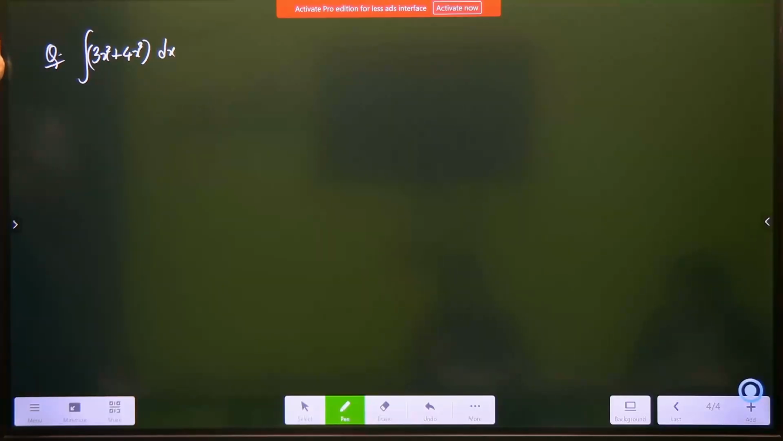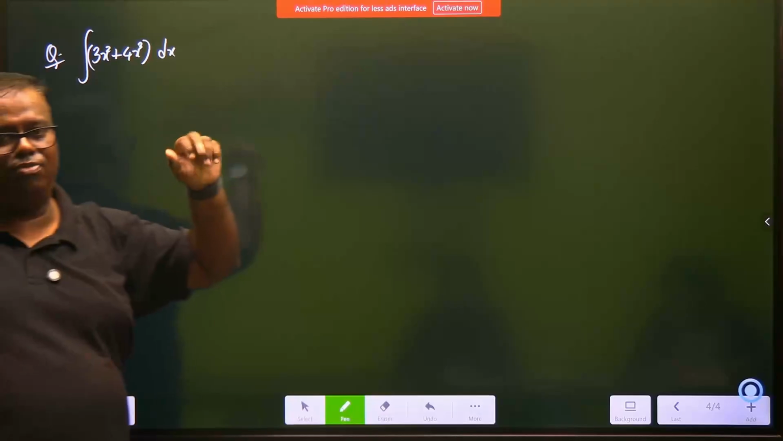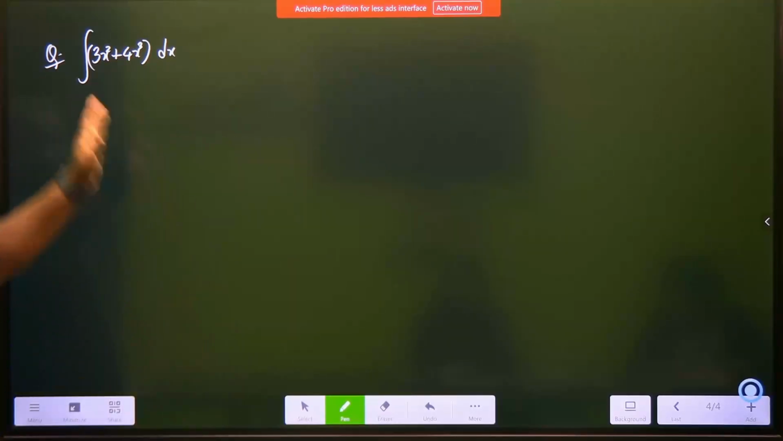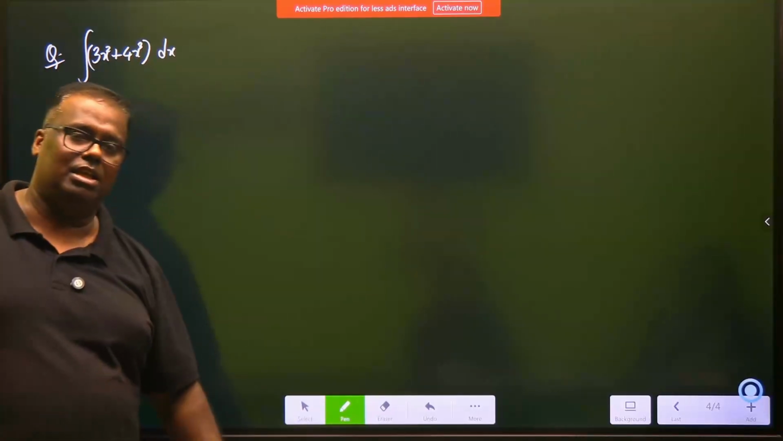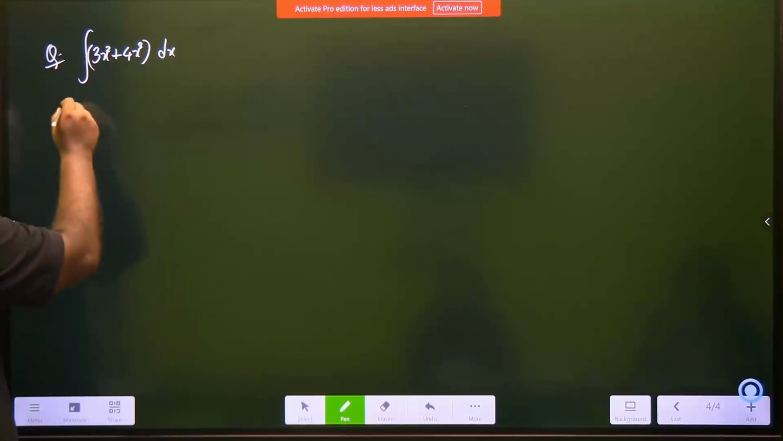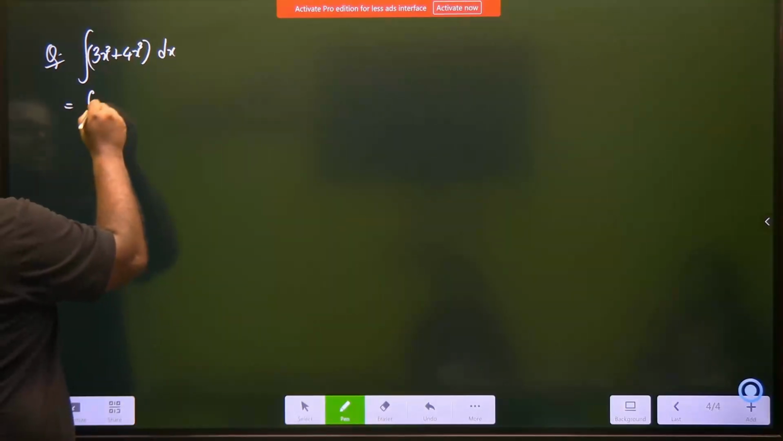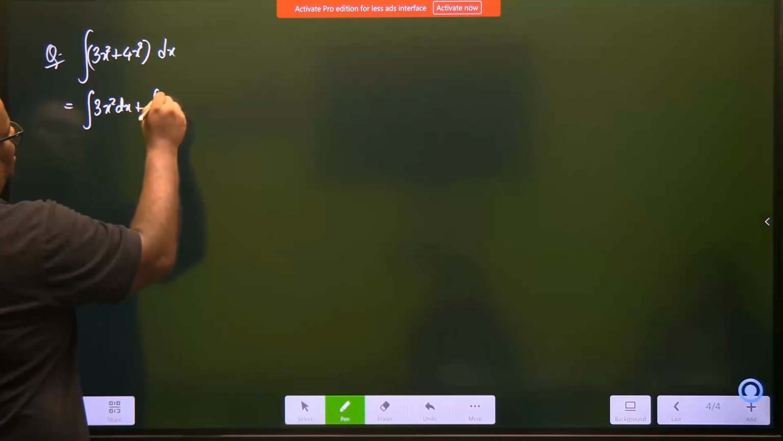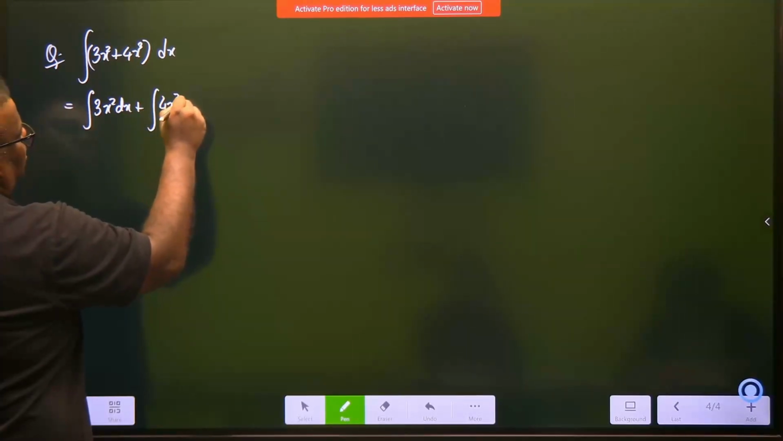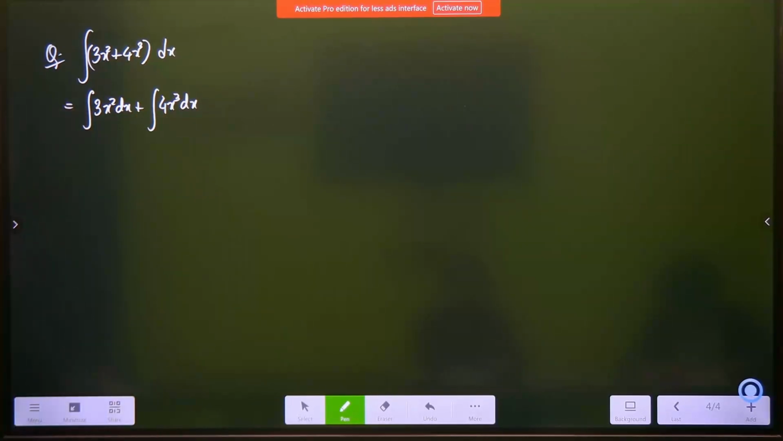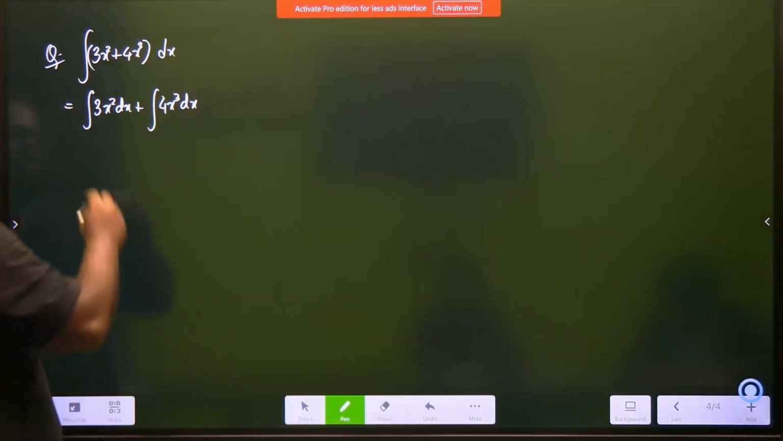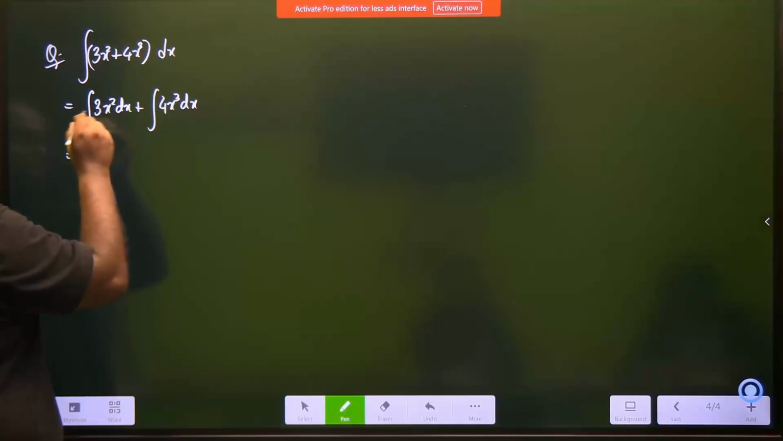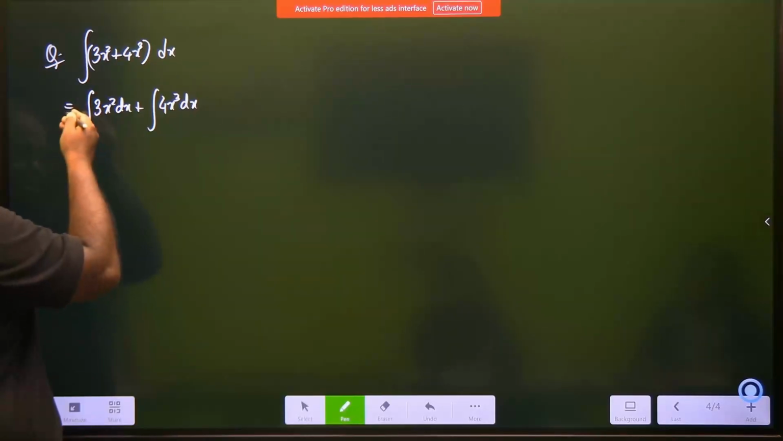Whenever you have integration of two functions, f(x) plus g(x), you can integrate each separately. So I can write this as integral 3x squared dx plus integral 4x cubed dx. Step by step, slowly we will go and we will be able to do. Can I write this? Next, see, constants can always come outside.